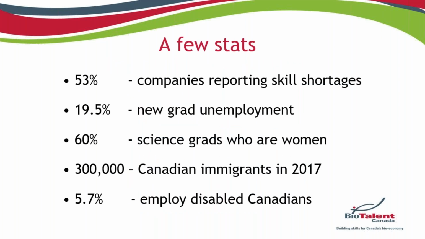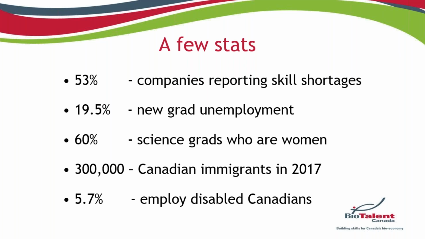So a few statistics. 53% of companies currently in Canada's bioeconomy report skill shortages. There is an average of 19.5% new graduate unemployment. That's a huge amount of competition. The reason for that is that the only thing greater than a talent challenge for these companies is the challenge of access to capital. So as much as we do have talent, they often do not have the capital to employ them, which is why the wage subsidy programs that we employ and that the federal and provincial governments support are so critical.